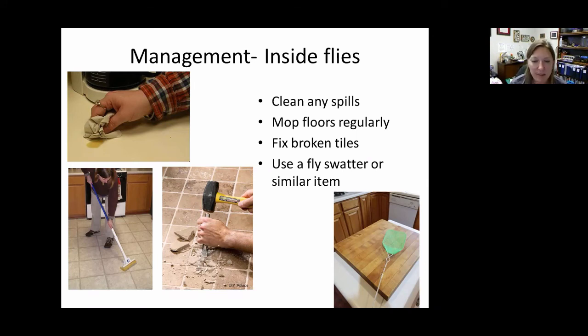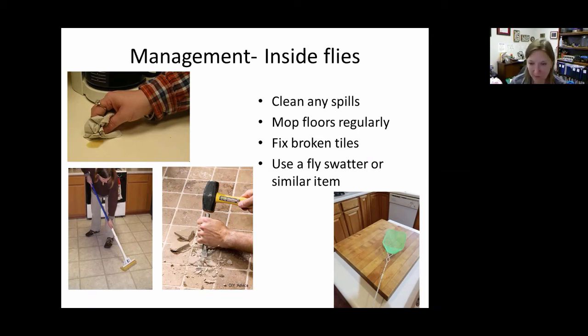Fixing broken tiles. This can be important because if you have a loose tile, organic matter can build up, that dirt and debris can build up underneath that tile, and then if it gets moisture under there, that can lead to fly problems. So if you have a broken tile, a cracked tile, a loose tile, make sure that that gets repaired. And then a good old fly swatter is fantastic for killing a lot of these flies.